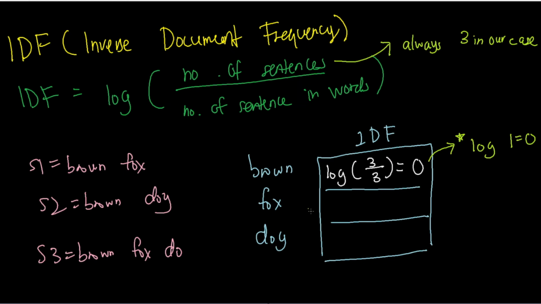So as for the fox, the IDF would be the log of 3, which will always be 3, over the number of sentences containing fox, which occurs in 2 of the 3 sentences, so this would be 2. The IDF would be the value of this log, and then the same goes for the dog.